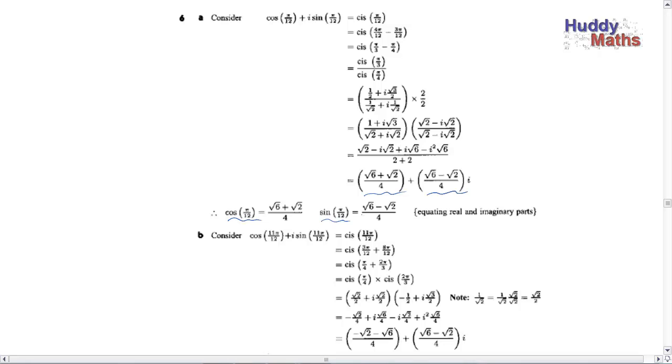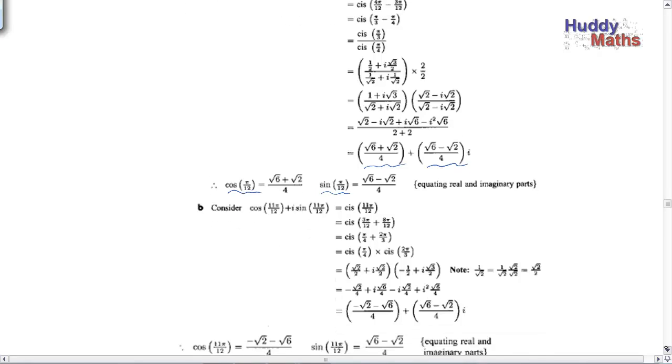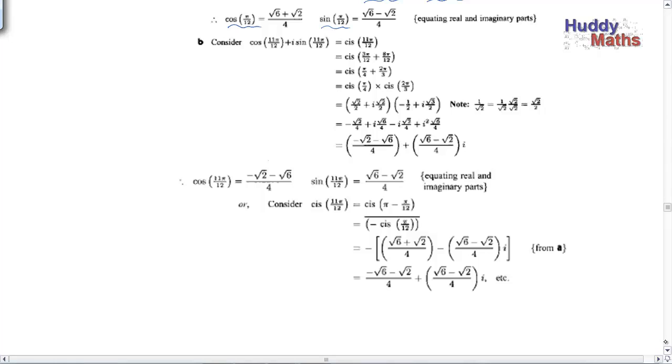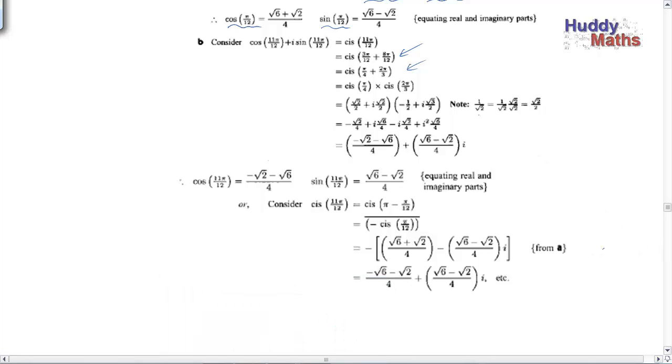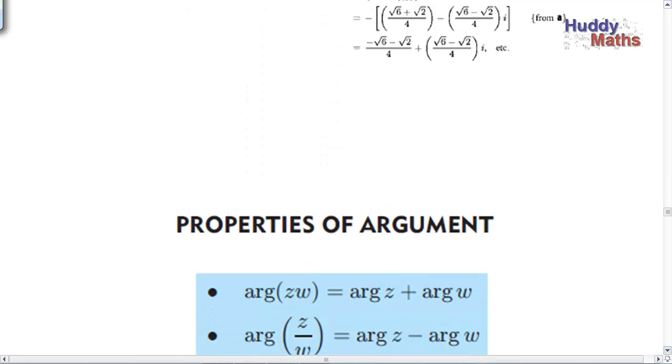Let's have a look at part B now. Yep, and so we're doing the same thing, bringing in common angles here. That's the idea. Going from there to there, using common angles, and then breaking it down and putting in the values that we know for the cos and the sin of π/4 and 2π/3. And then equating real and imaginary parts again. Let's move on. We're nearly there. I hope you haven't got too much of a headache at this stage.